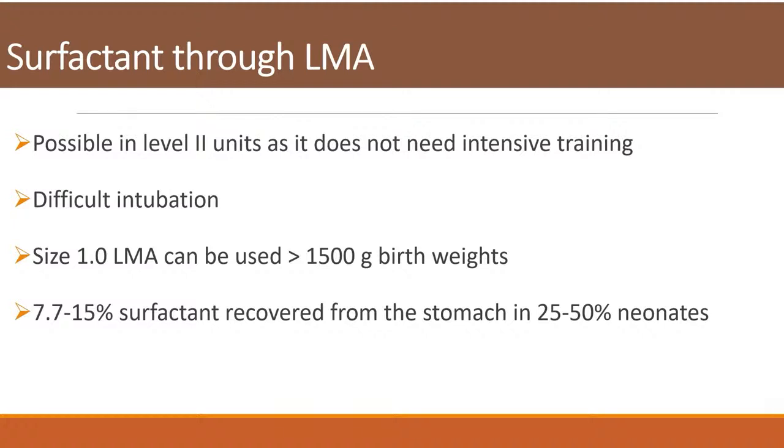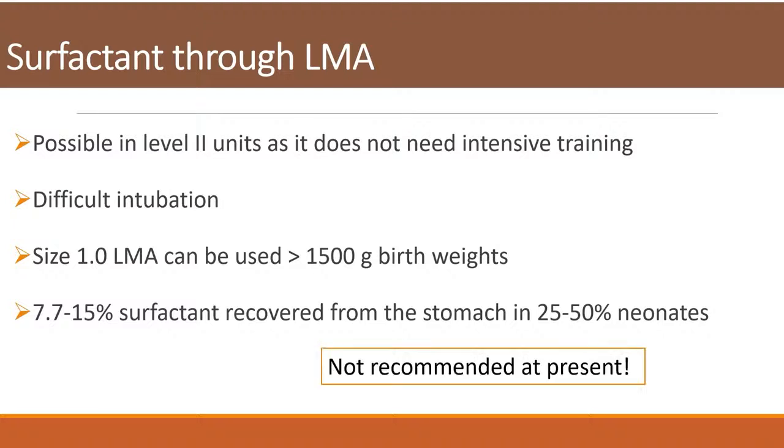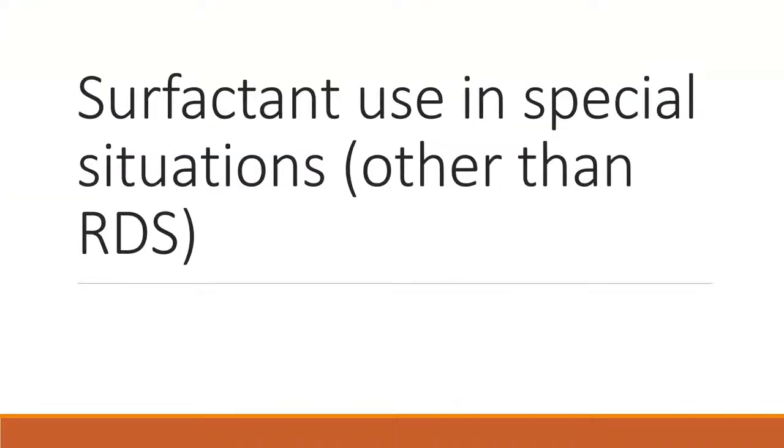But the difficulty is that even the size 1 LMA, the smallest size, can only be used in newborns above 1500 grams birth weight. Currently, there are still limitations in the routine use of laryngeal mask airway in preterm VLBW newborns, and it has also been seen that there could be a risk of surfactant getting into the gastrointestinal tract. Around 8 to 15% of surfactant was actually recovered from the stomach in up to 50% of neonates who had received surfactant using an LMA, and hence it is not currently recommended by most of the clinical protocols.